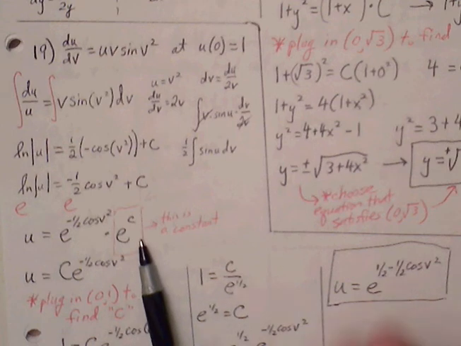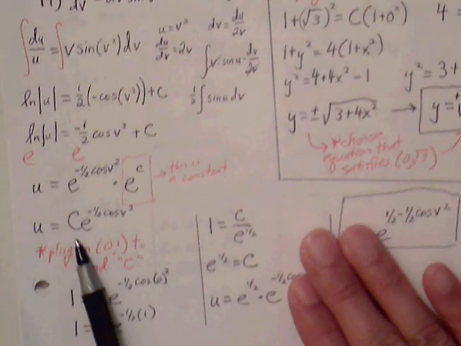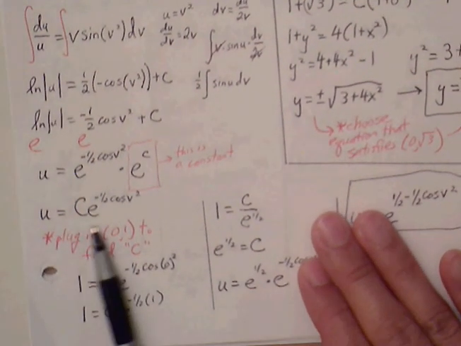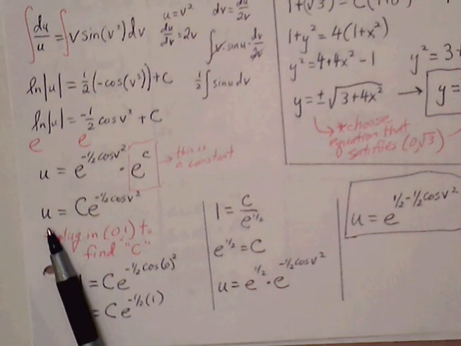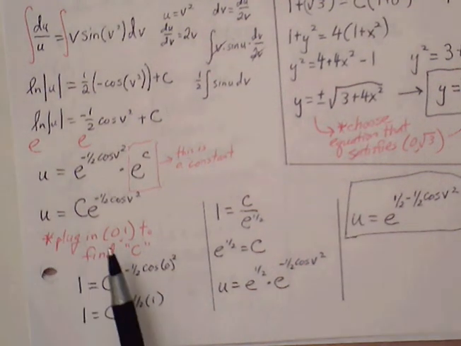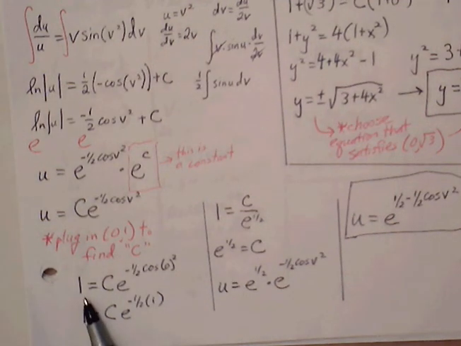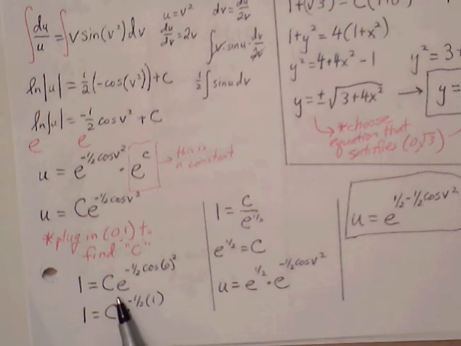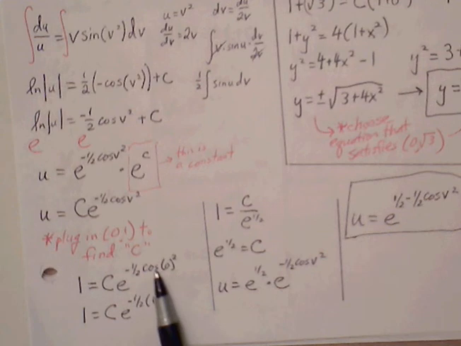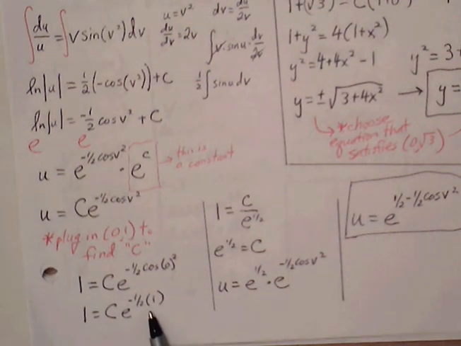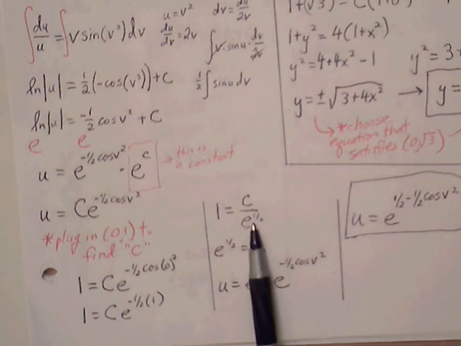E to the c is simply a constant. We can pull that constant out in front. So now we have our general solution. We can plug 0 in for v and 1 in for u. So when we do that, we get 1 is equal to c times e to the negative 1/2 cosine 0 squared. Cosine of 0 is simply 1. E to the negative 1/2 is simply e to the 1/2 in the denominator.